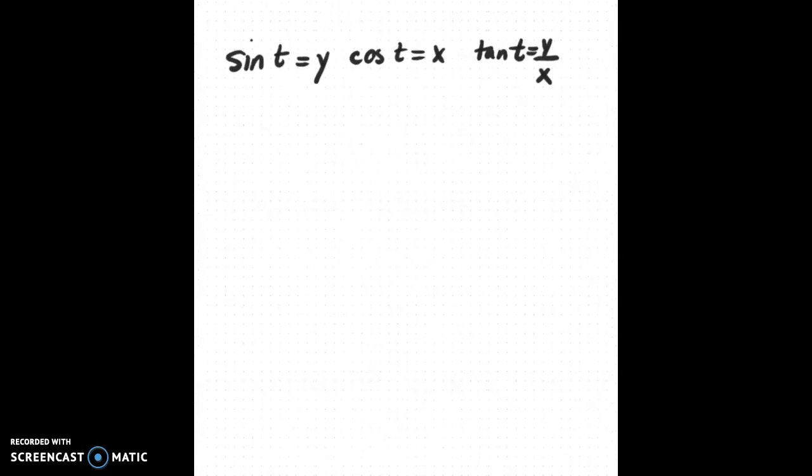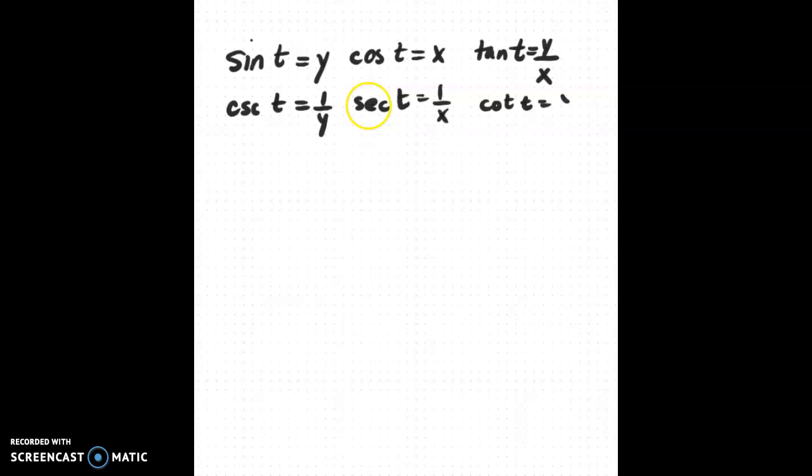So we're going to say the sine of t is equal to y on the unit circle. The cosine of t is equal to x, and the tangent of t is equal to the ratio of y over x. And then that's our 3 trig functions, and then we have their inverses. So cosecant of t would be 1 over y. Secant of t would be 1 over x, and cotangent of t would be x over y.